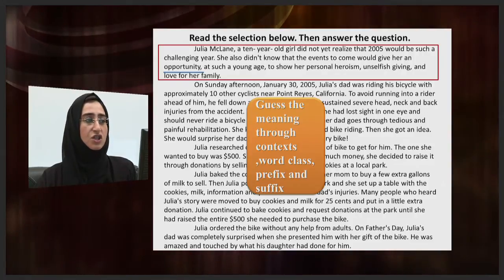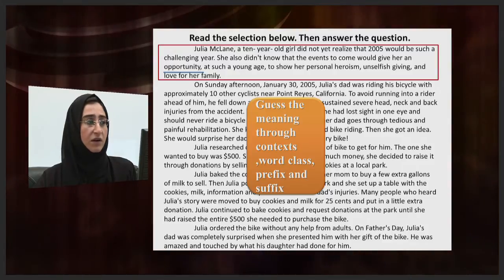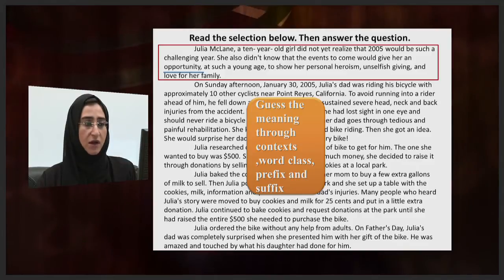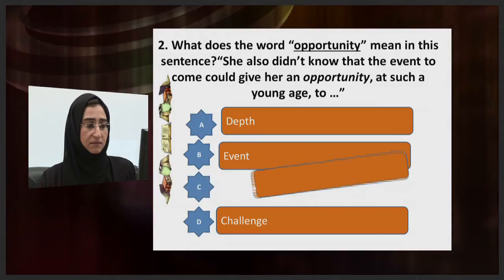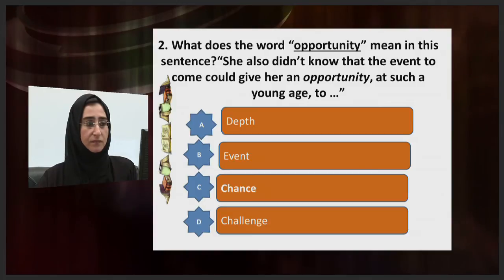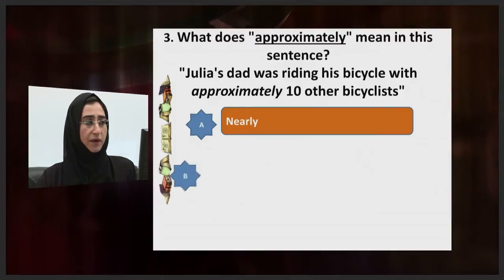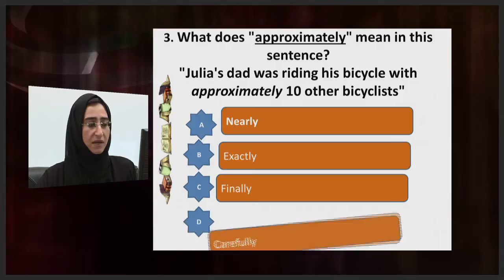So we have here, she also did not know that events to come would give her an opportunity at such a young age to show her personal heroism, unselfishness, and love for her family. So I think that you got the meaning here. The meaning here is chance. Another word here, another exercise. The more you go through this, the more you will be mastering it.